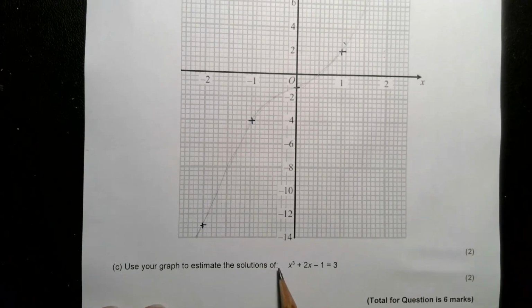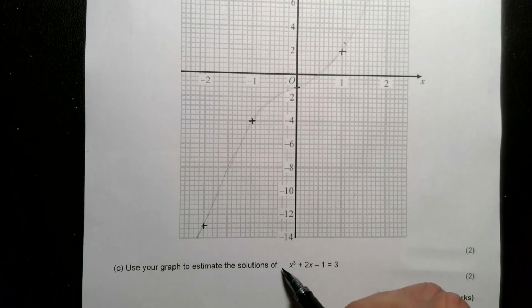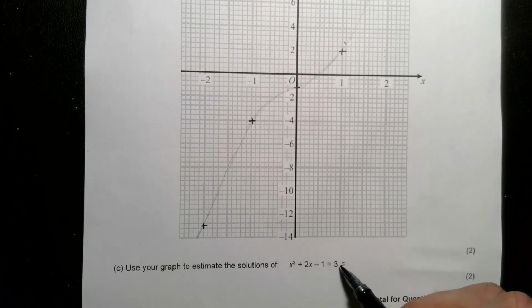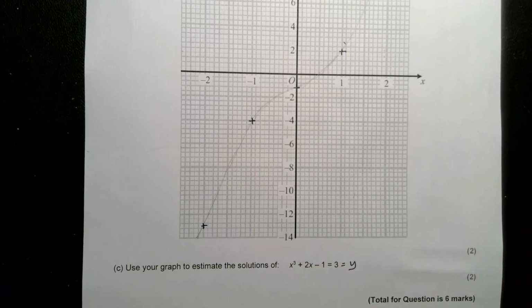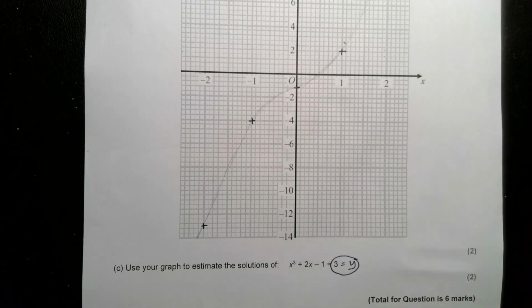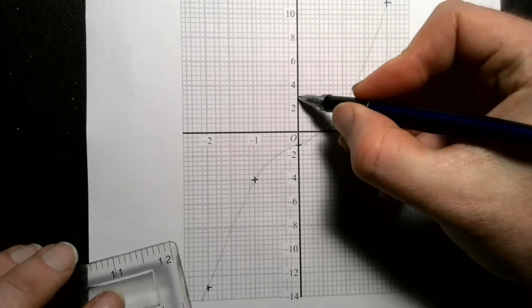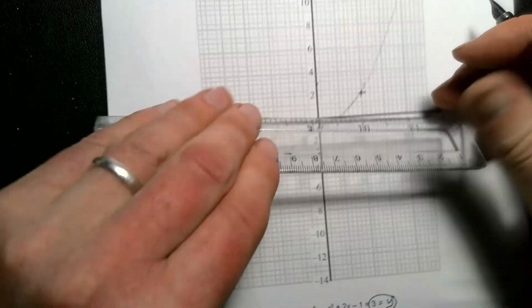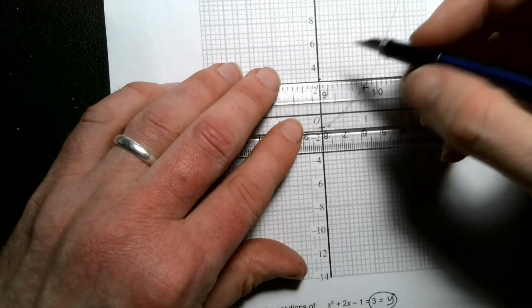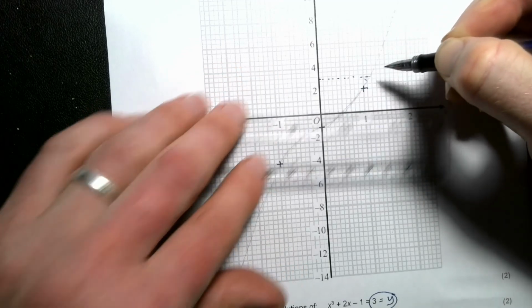Use your graph to estimate the solutions of x cubed plus 2x minus 1 equals 3. You might be thinking, what's going on there? Well, the only difference there is that it says equals 3 instead of equals y. So we want to know what values of x are going to make y equal 3. And all you do is you go to 3 on there and draw across. I'll just dot a little line across horizontally until I hit my curve.